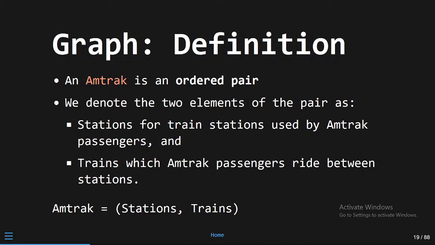So what is an Amtrak? An Amtrak is an ordered pair. Don't tell Amtrak I said this. They might have a sense of self. But I think of Amtrak as an ordered pair, and it is an ordered pair of stations for train stations used by Amtrak passengers. And the edges are the trains which convey Amtrak passengers between stations. Now, I'm very carefully saying trains because there is a Portland to Salem edge on Amtrak bus. And that's too complicated. So we're just saying buses don't exist.